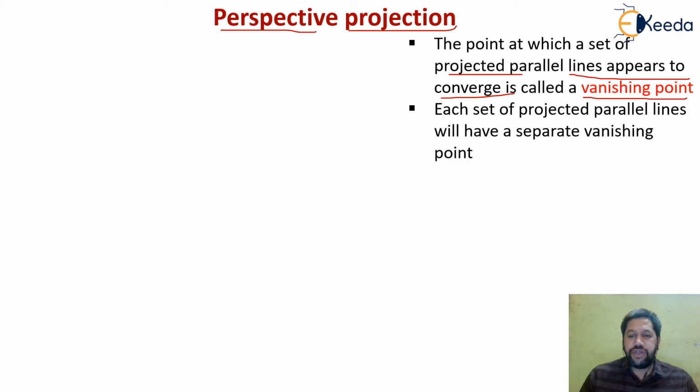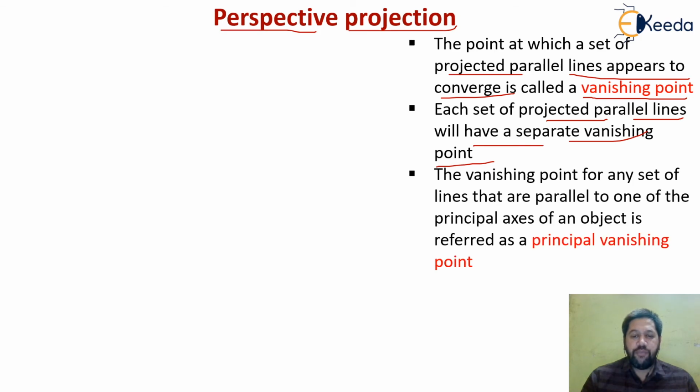Okay, and each set of projected parallel lines will have a separate vanishing point. Every set of the projected parallel lines will have a separate vanishing point. So I cannot say there is only one vanishing point in the perspective projection, but there are more vanishing points, or each set of projected parallel lines will have a separate vanishing point.